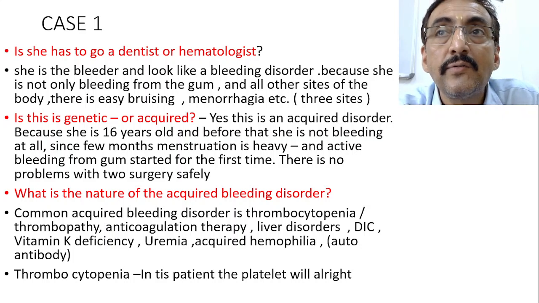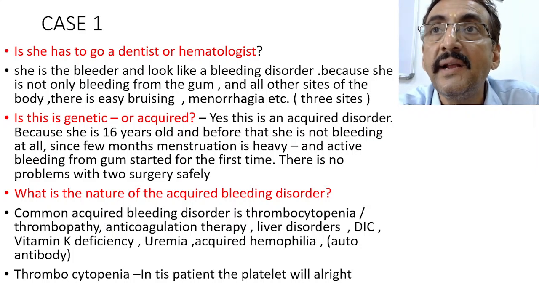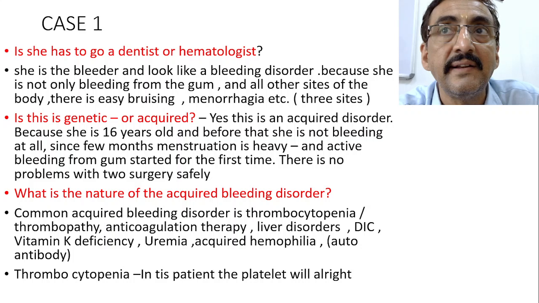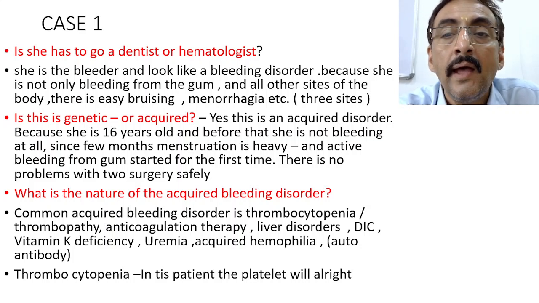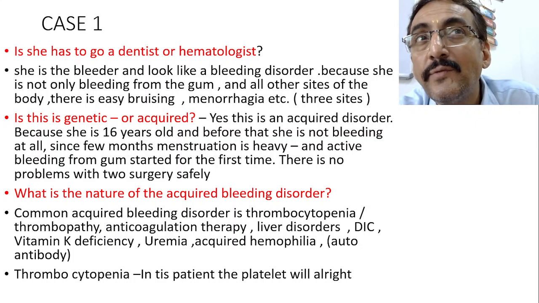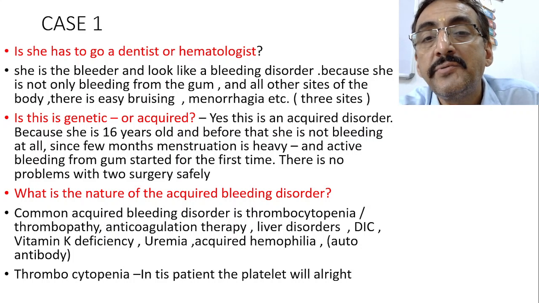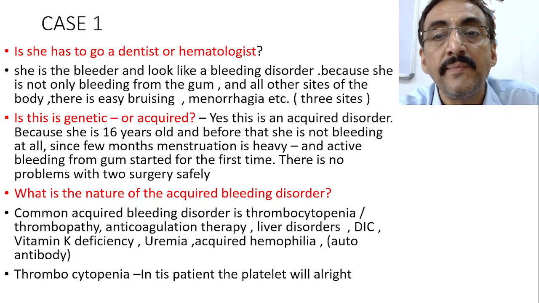In tonsillectomy also and in nail removal also she has not had much bleeding. If she had this bleeding disorder from the beginning itself, like hemophilia-like conditions, definitely the history would be there, but it is not like that. Since a few months the menstruation is heavy. Only since the last few months she is complaining that menstruation was heavy, and now gum bleeding and recurrent mouth ulcers.